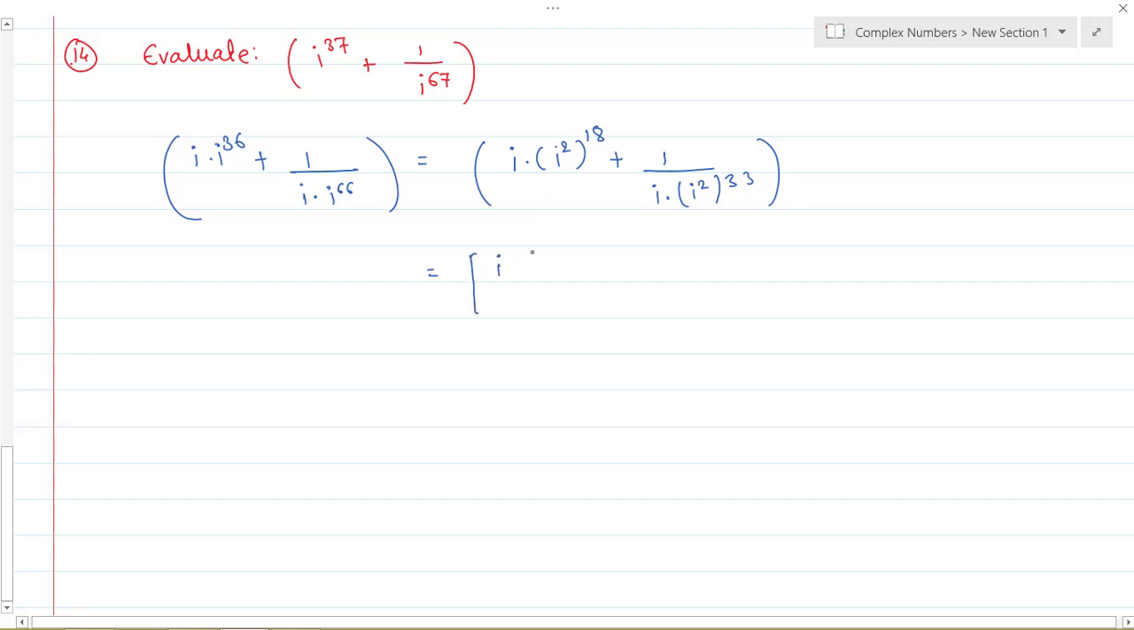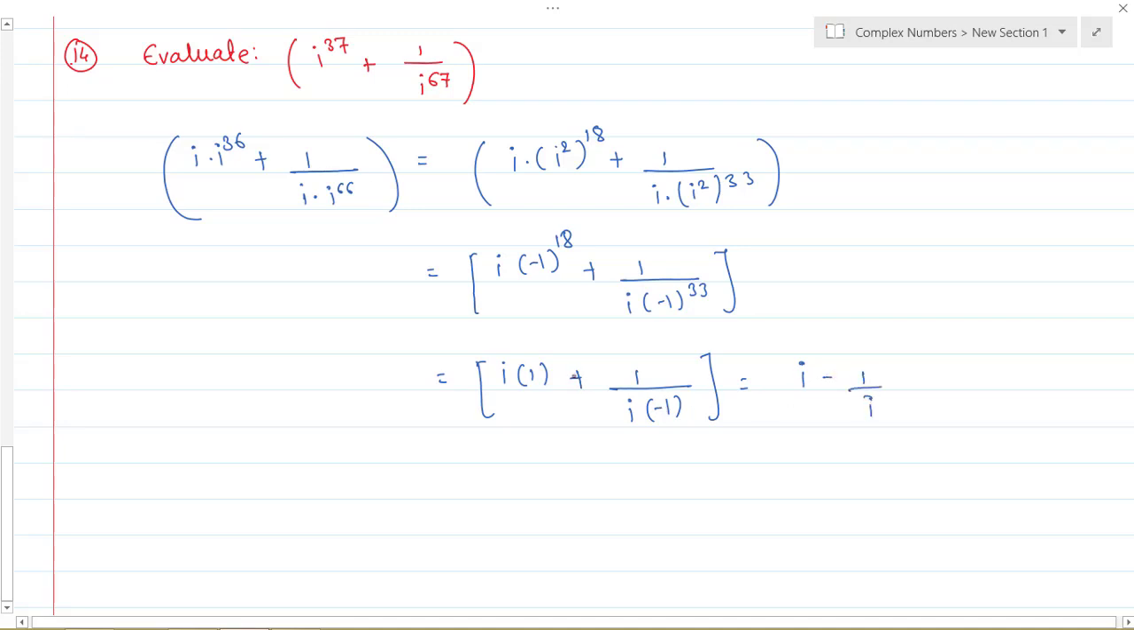So minus 1 to the power 18 plus we have 1 divided by i into minus 1 to the power 33. Okay, so this equals i into negative, even power is what, positive 1, plus 1 by i, negative odd power is what, it is minus 1, which equals, we have i, so this minus becomes plus i.